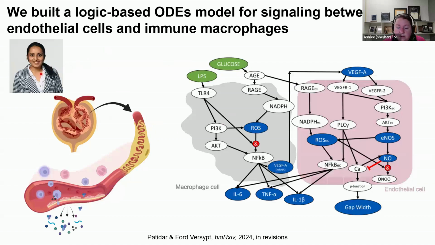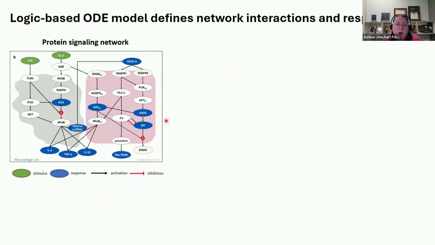Krutika just graduated in December, and she focused more on the endothelial cells, the cells that line the blood vessel, and how those interact with the immune system, and built an intracellular signaling model. She first did this with the in vitro data, so cell culture data. So we have one paper that's in revisions related to this.